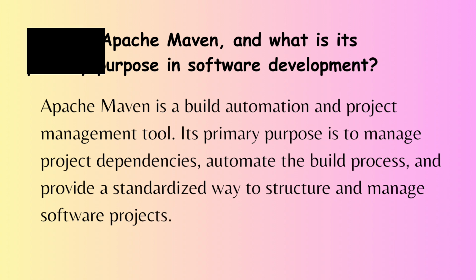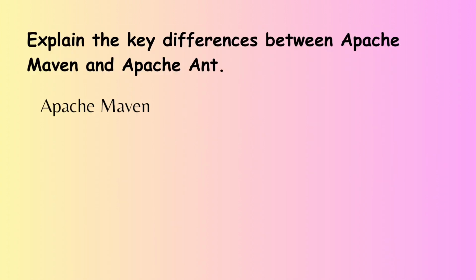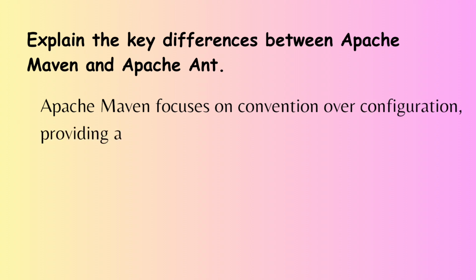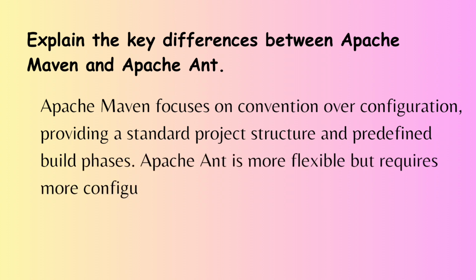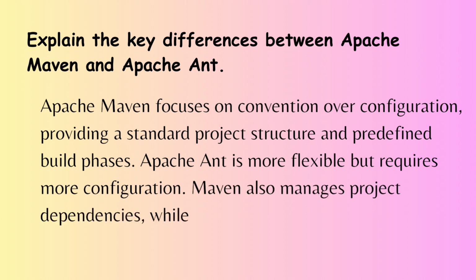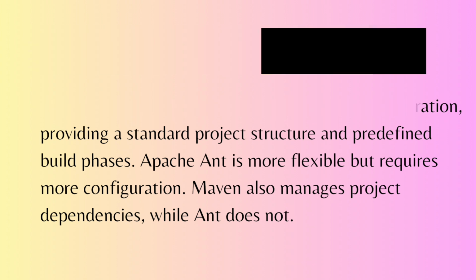manage software projects. Explain the key differences between Apache Maven and Apache Ant. Apache Maven focuses on convention over configuration, providing a standard project structure and predefined build phases. Apache Ant is more flexible but requires more configuration. Maven also manages project dependencies, while Ant does not.